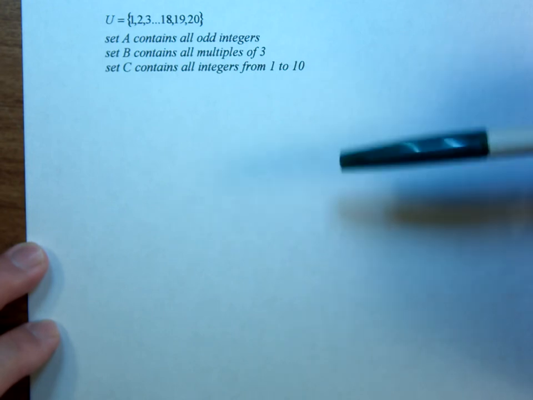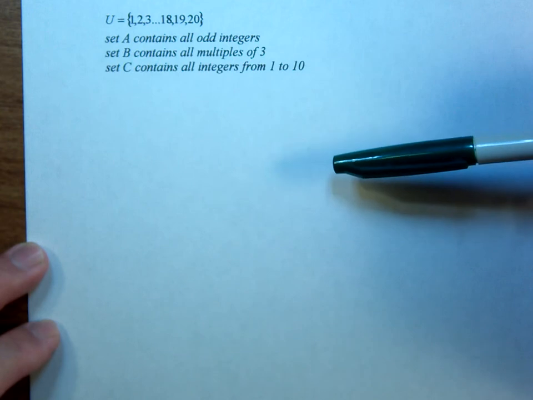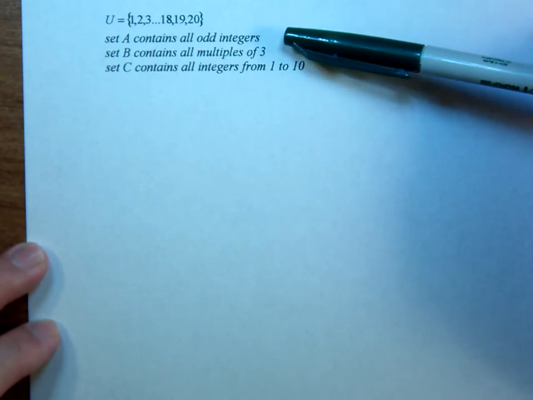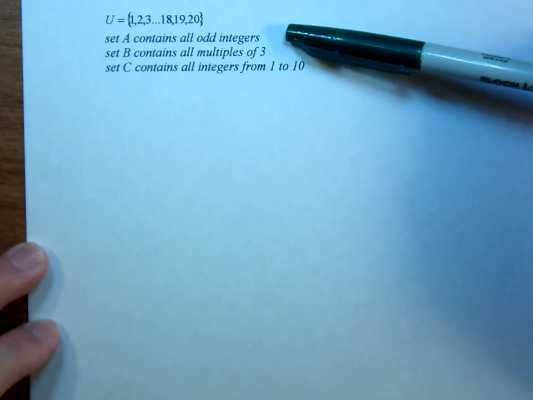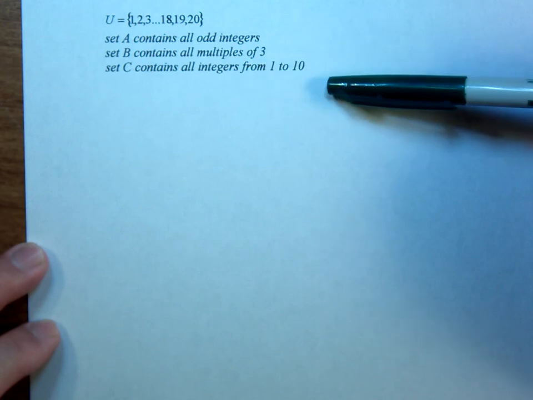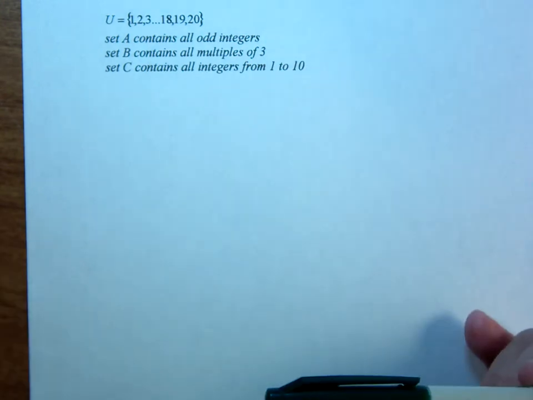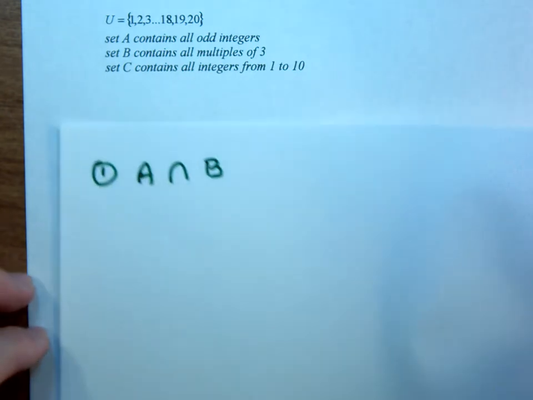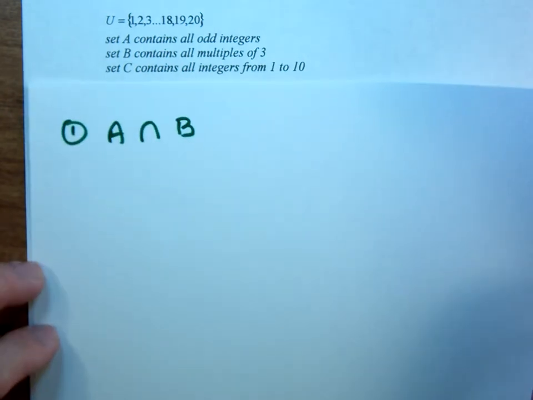Okay, now if you want to, you can go ahead and list all the elements in each set, but I don't think that's really necessary. Rather than that, what I want you to do is try to visualize in your mind what the elements in each set are. Okay, so we're going to do a series of short problems. First is this right here. Okay, so number one, A intersect B.